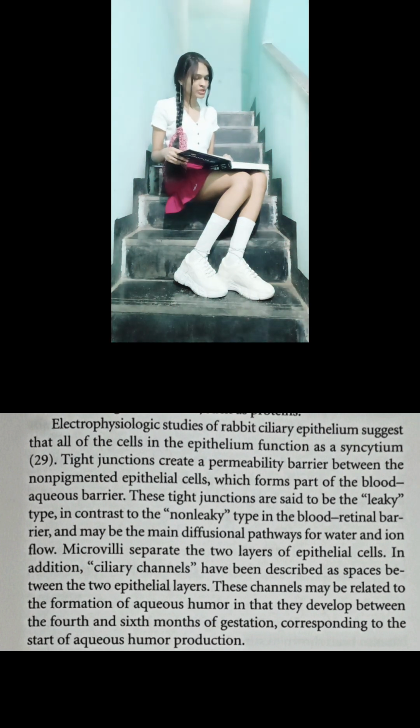Microvilli separate the two layers of epithelial cells. In addition, ciliary channels have been described as spaces between the two epithelial layers. These channels may be related to the formation of aqueous humor in that they develop between the 4th and 6th months of gestation, corresponding to the start of aqueous humor production.